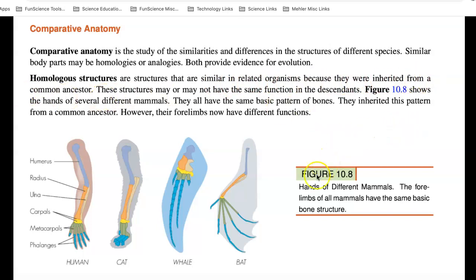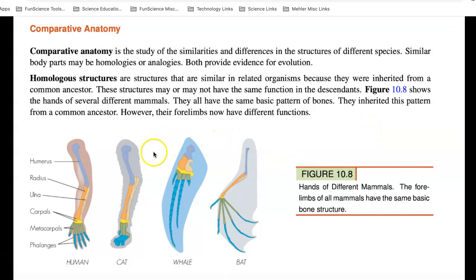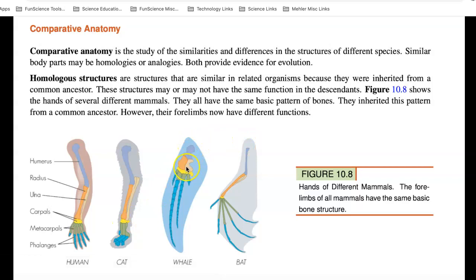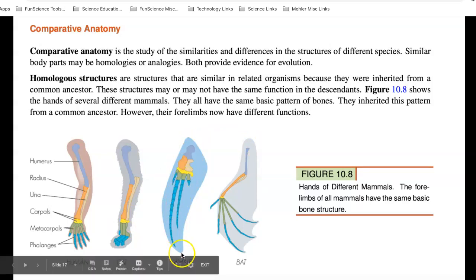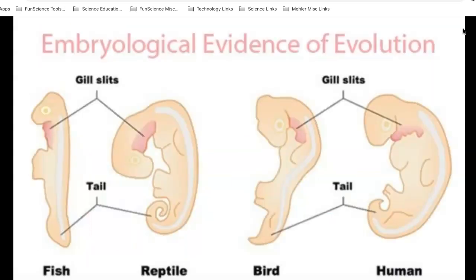So let's take a look at the hands of 5 different animals. Notice our arm: 1 bone, 2 bones, wrist bones, hand bones, finger bones. Then let's take a look over here at the right-hand side of a cat. 1 bone, 2 bones, same. Let's take a look at the whale. 1 bone, 2 bones, wrist bones. Let's take a look at the bat. Same kind of thing. This is called comparative anatomy, and that means they all have a similar basic bone structure, that they have all evolved distantly back in time from the same relative.